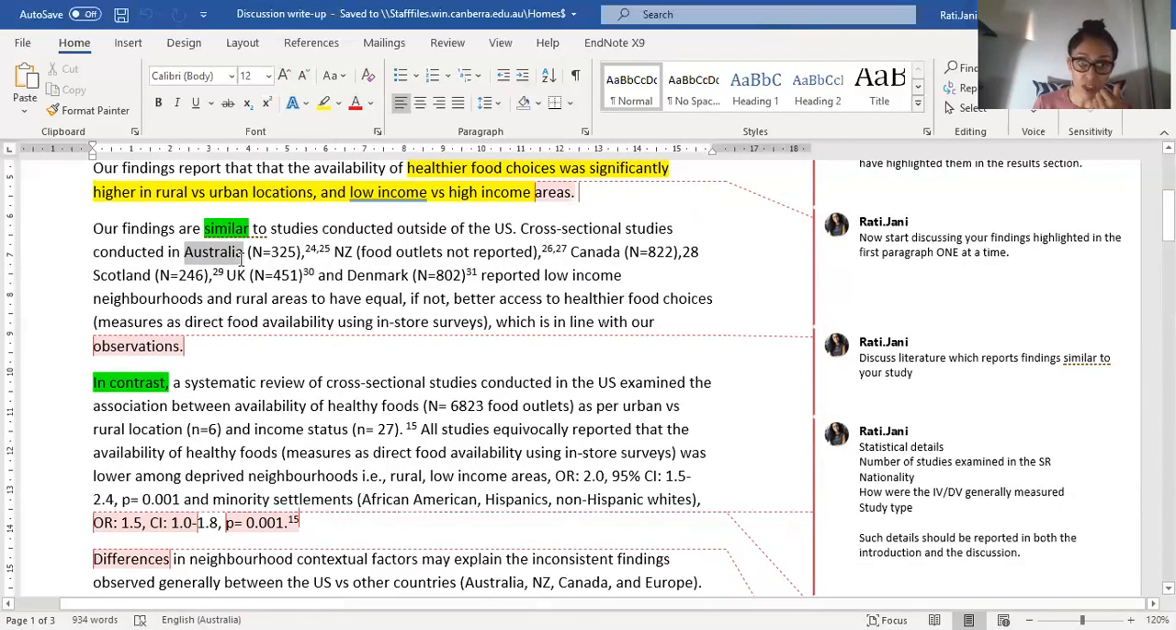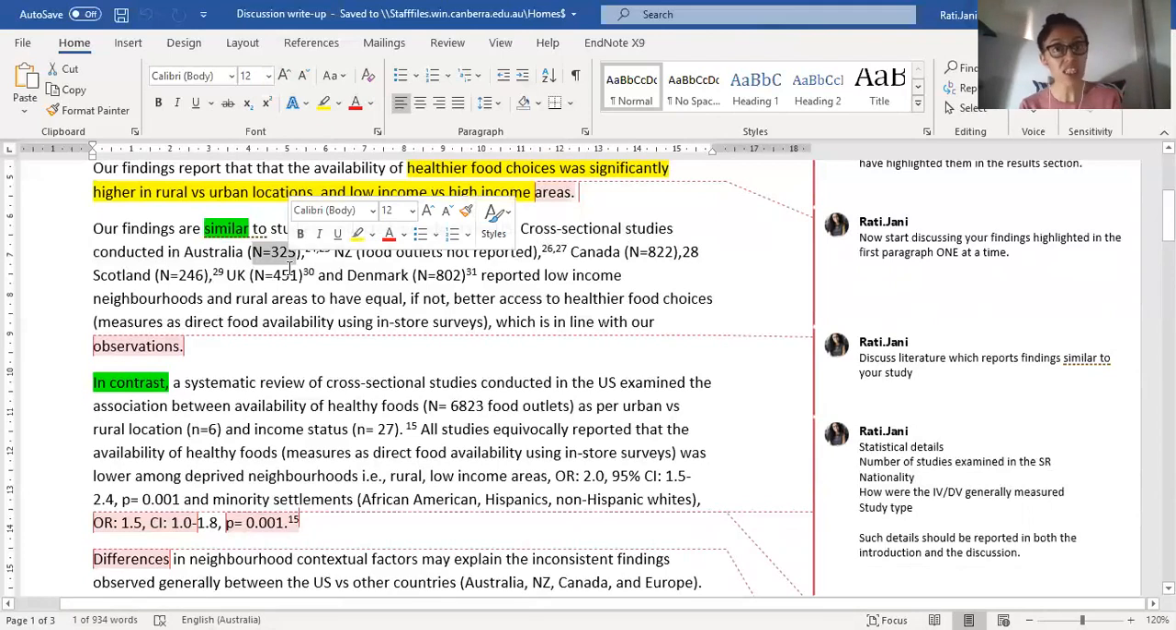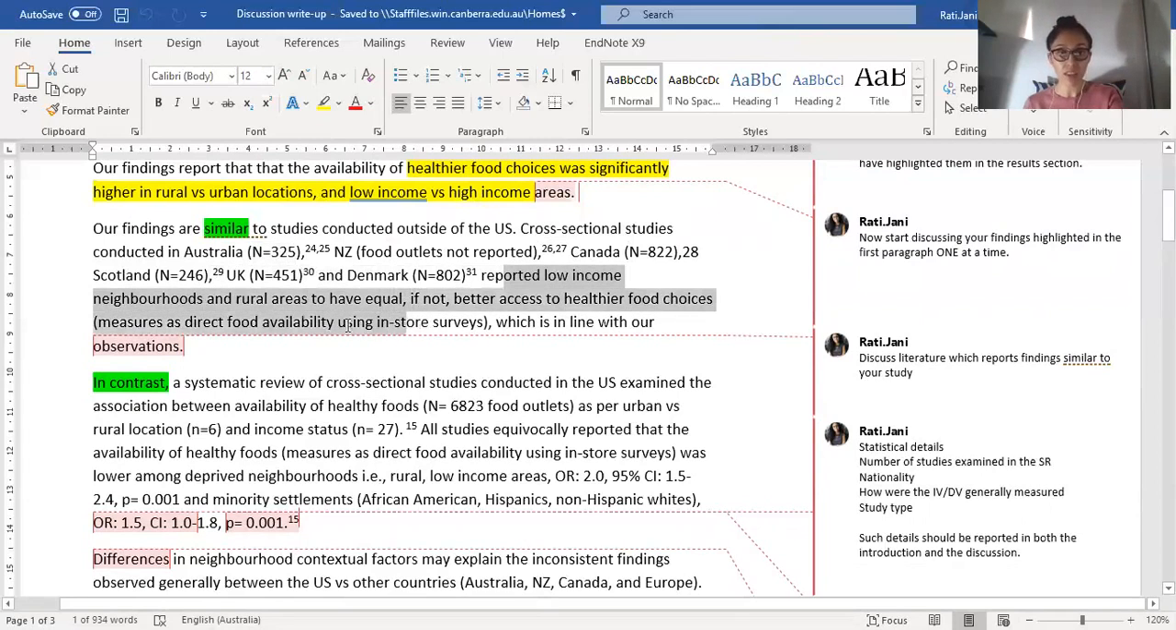So this study is from Australia. This study was looking at food outlets, meaning fast food outlets. So they were examining 325 fast food outlets. Because these were fast food outlets, there was no information, meaning things such as participants' age and ethnicity, all of that is not related to it. It doesn't make sense. These studies were only about where the study was conducted and how many fast food outlets they measured. Okay, so that is why I have done things over here. And then I said that they reported on low income neighborhoods and rural areas and stuff like that.